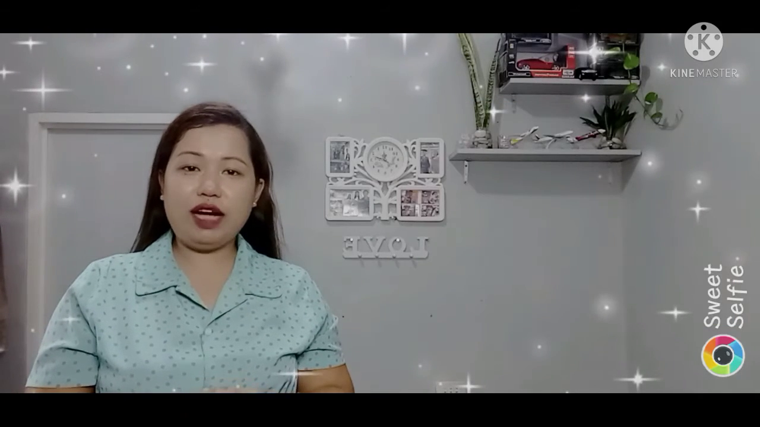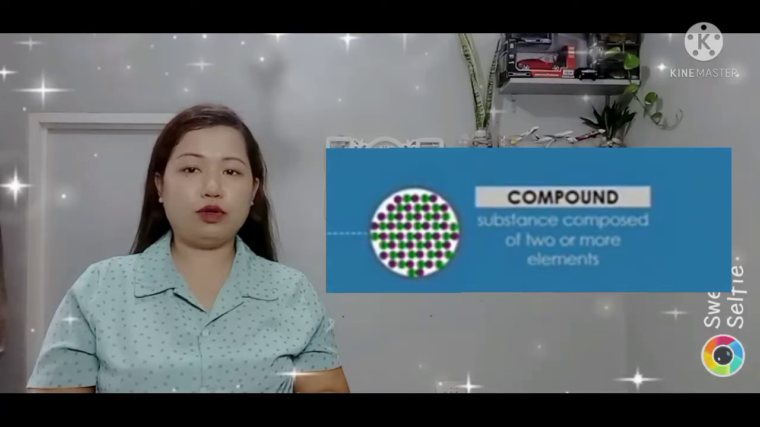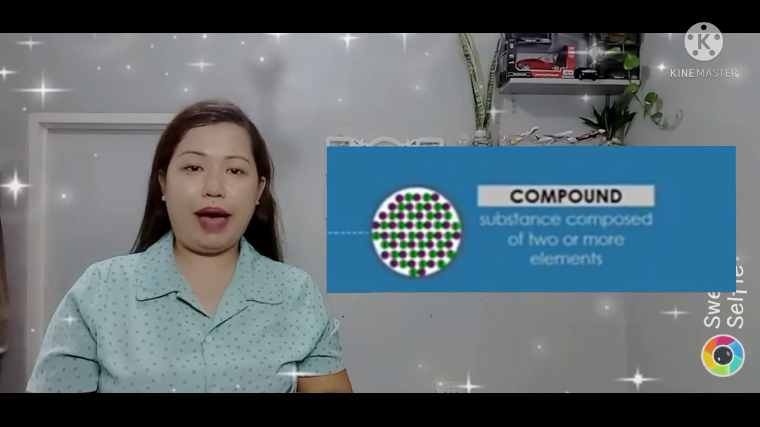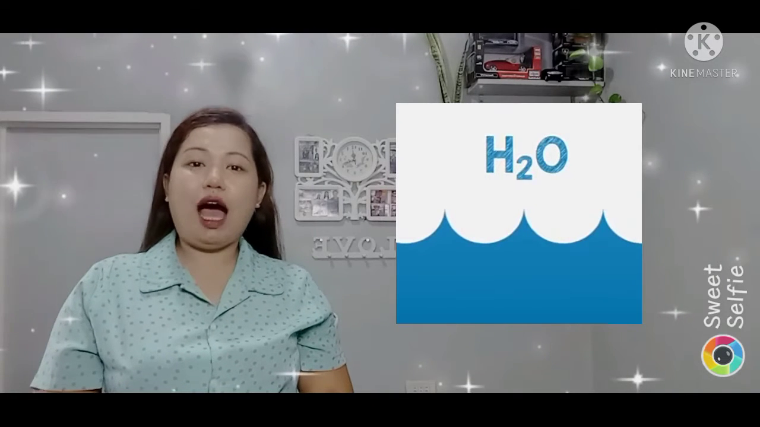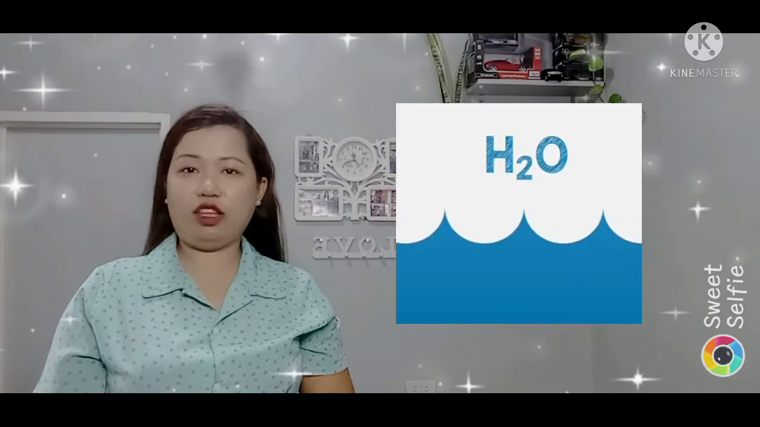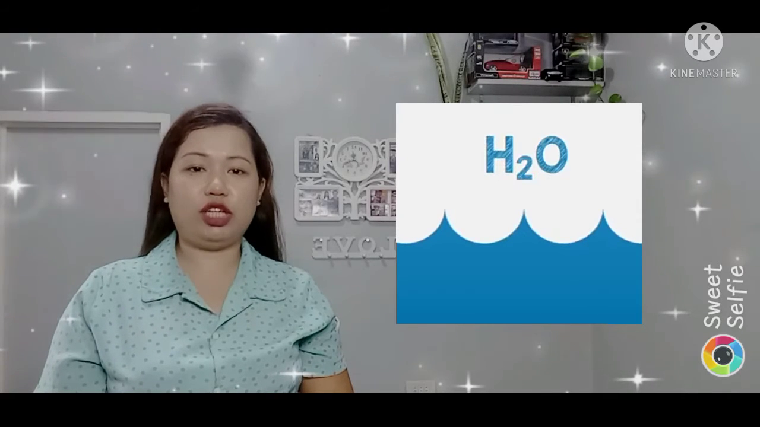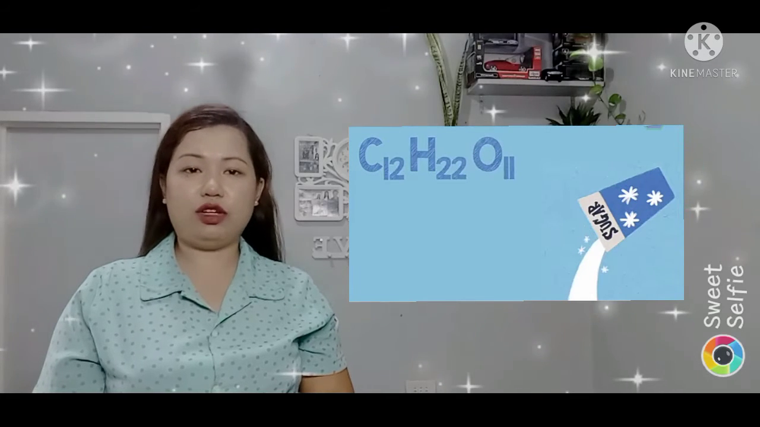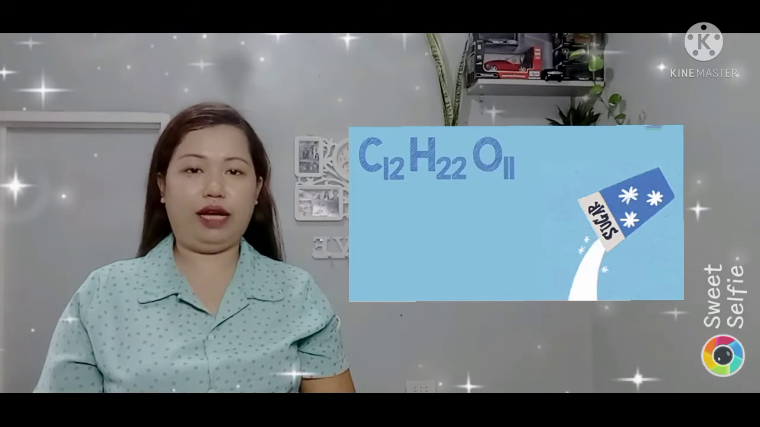On the other hand, a substance composed of two or more elements is called a compound. Example: water, which is composed of the elements hydrogen and oxygen, and sugar, which is composed of carbon, hydrogen, and oxygen.